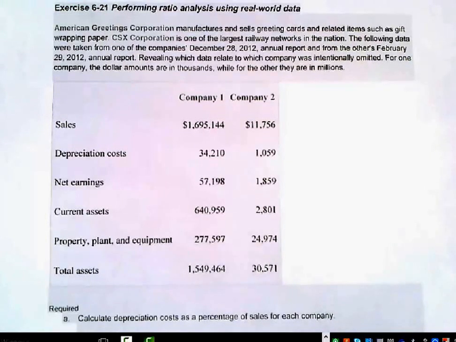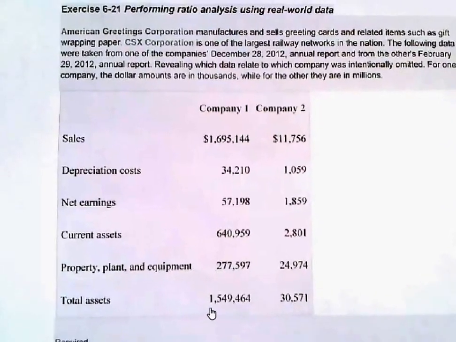So here we have American Greetings Corporation and CSX Corporation, two very, very different companies. We're given data from their most recent financial statements at the date of this textbook for 2012. Now, these are going to be substantially different in size, so one company is presented in thousands and the other in millions, but the relationships will still be evident. So we're given the sales, depreciation, net earnings or net income, current assets, property, plant, and equipment, or their long-term operational assets, and their total assets.